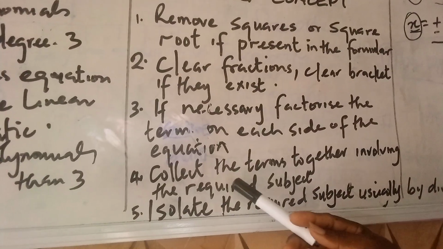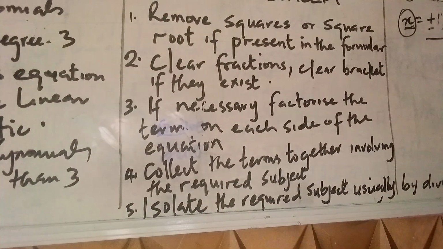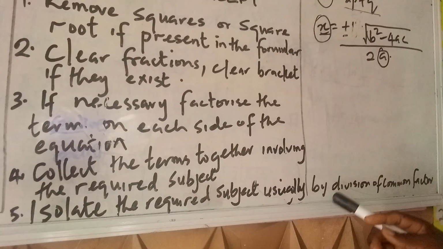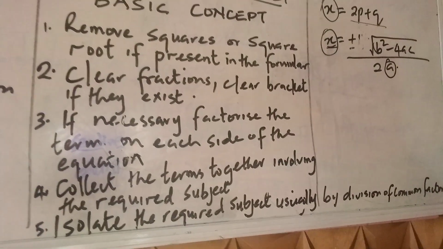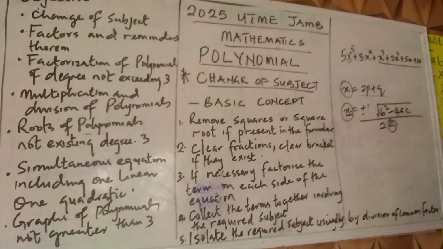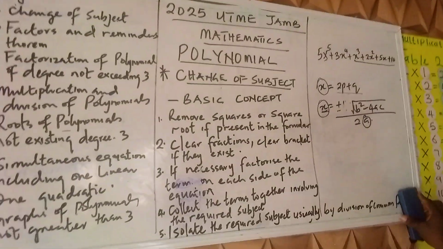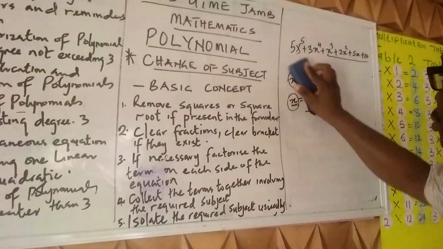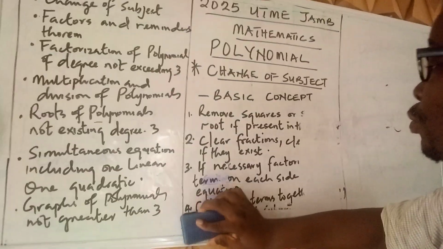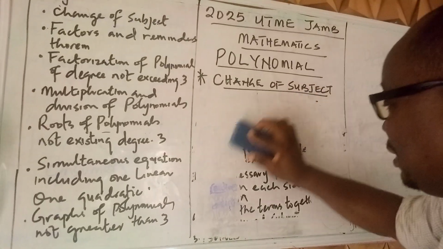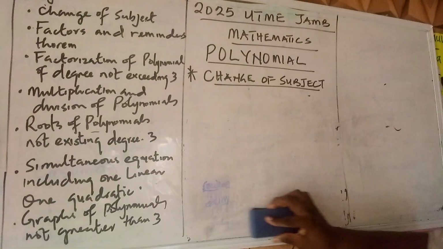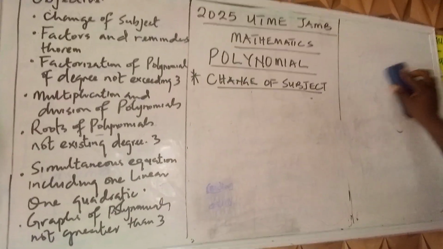What is our purpose? So that we can make the required subject the subject of the formula. Then we isolate the required subject, usually by dividing by the common factors. This is the basic thing involved when we try to solve change of subject of formula. I will start by giving simple examples before going to the complex ones. It's quite simple, but they are all basic mathematical operations that we do in our everyday equations.